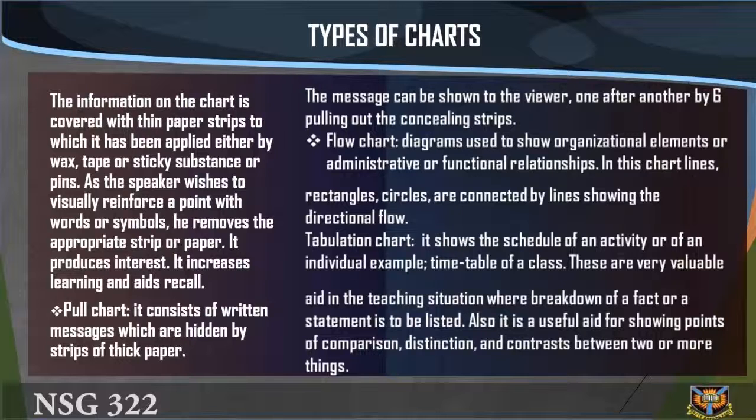Tabulation chart. It shows the schedule of an activity or of an individual, for example, timetable of a class. These are very valuable aids in the teaching situation where breakdown of a fact or a statement is to be listed. Also, it is a useful aid for showing points of comparison, distinction and contrast between two or more things.